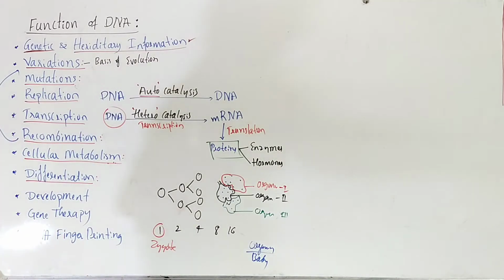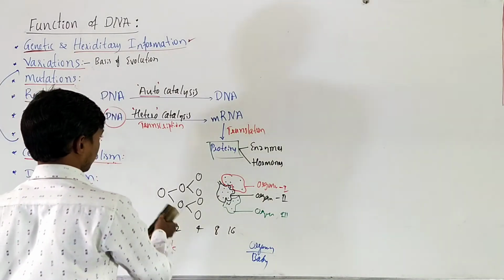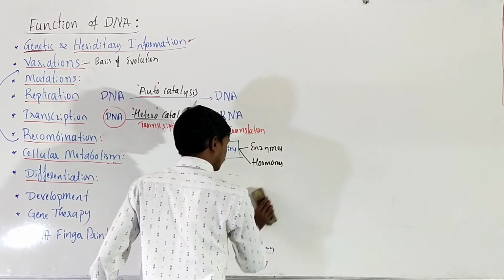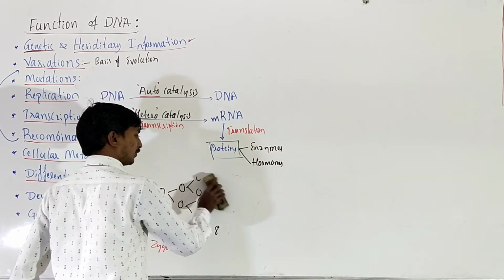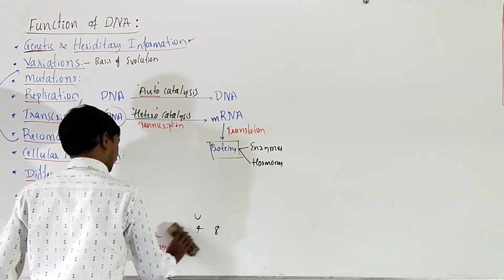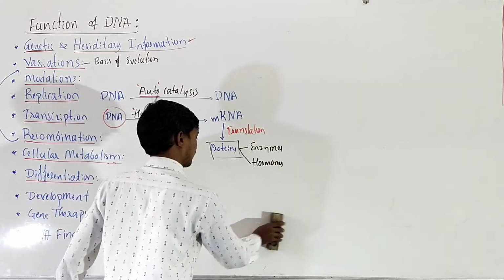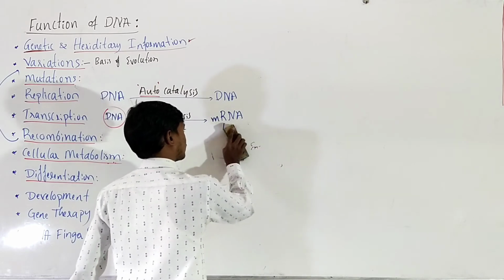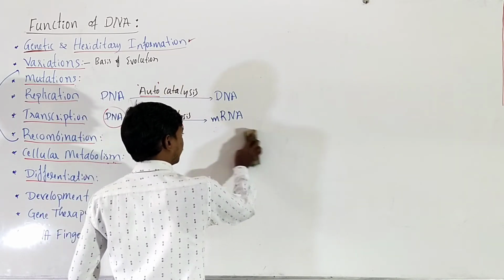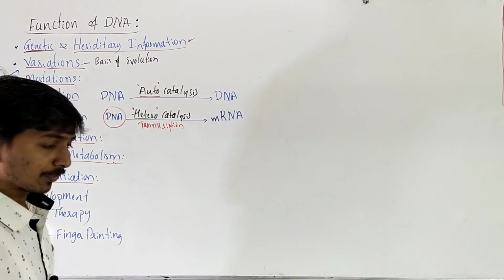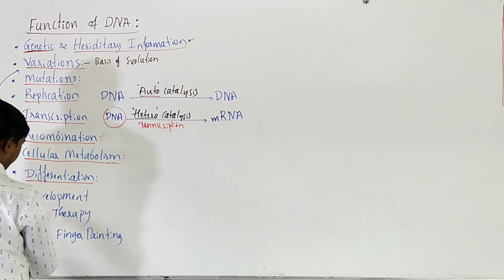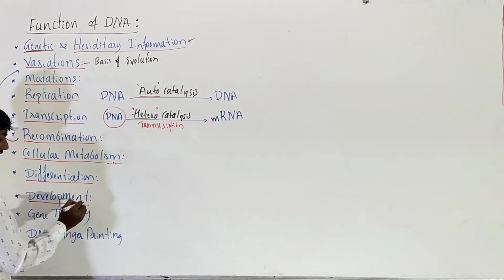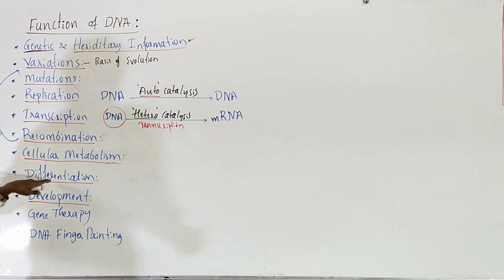Okay. Next is the development. Means the overall development of the organism. Overall development may be the growth, reproduction, or any increase in size, increase in height of the organism. All depends upon the behavior of the genes, or the behavior of the DNA. Hence, DNA is responsible for the development also.